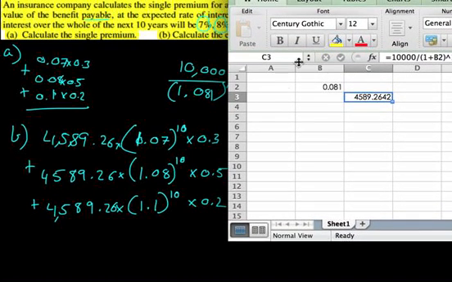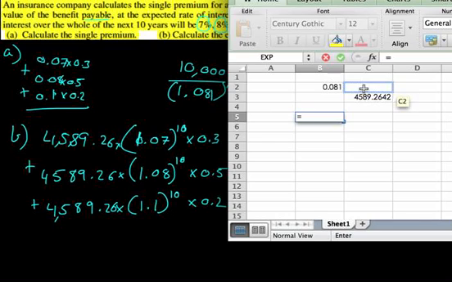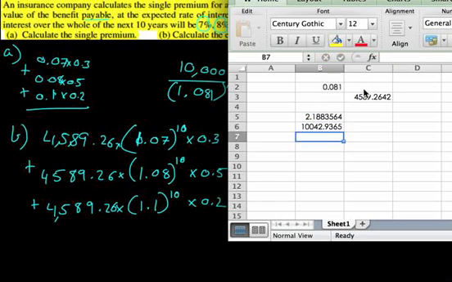Now we can take out as a common factor this 4589.26. So I'm going to say equals 1.07 to the power of 10, times 0.3, plus 1.08 to the power of 10 times 0.5, plus 1.1 to the power of 10 times 0.2. That's some value there, equals that amount times the premium being paid, and here we go.